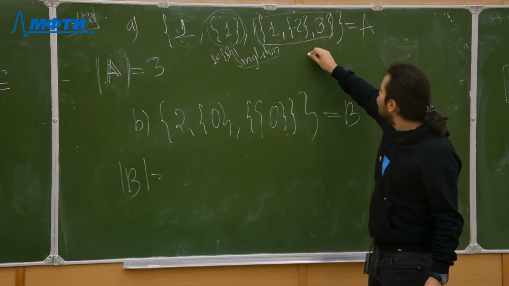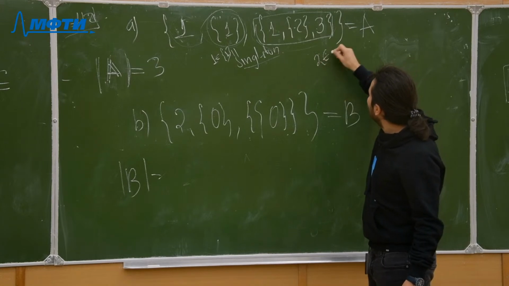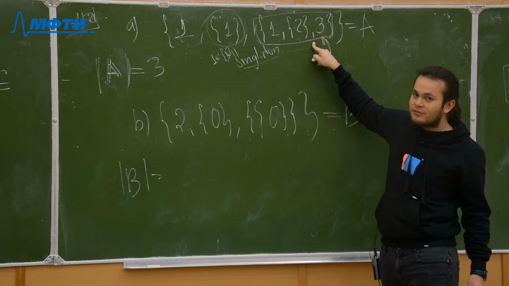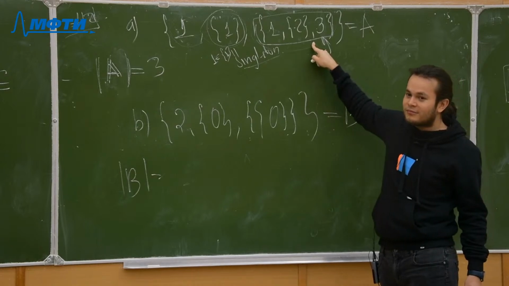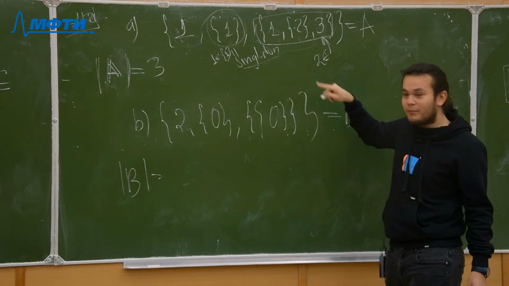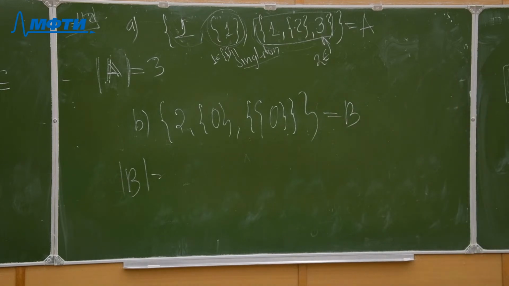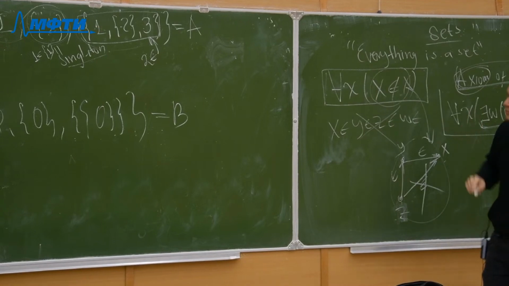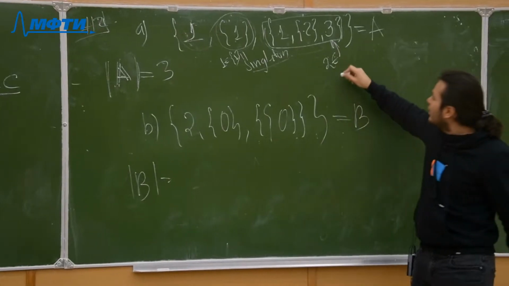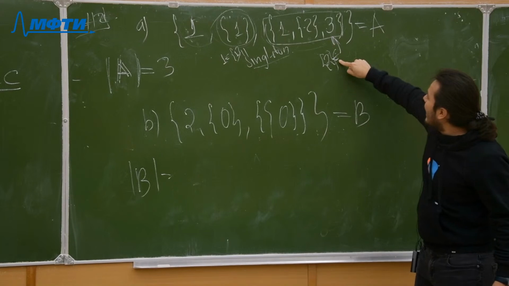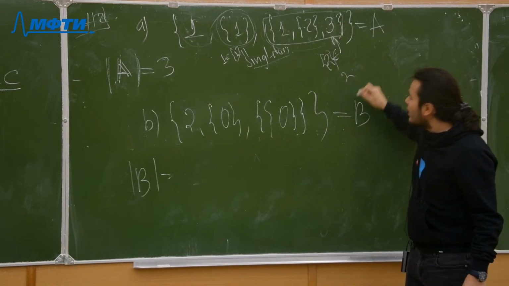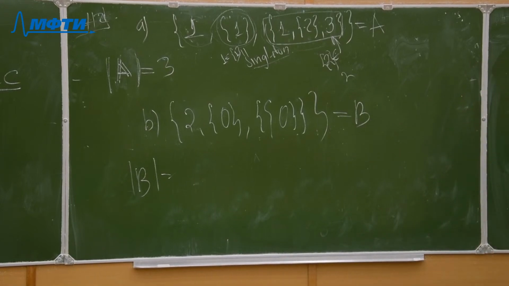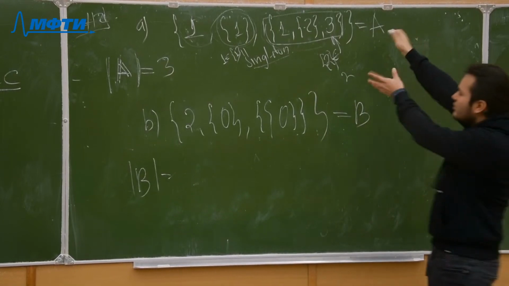So tell me, does 2 belong to this set? No, because of this, right? So this is an element of this set, but 2 itself is not an element of this set. Okay, these are different things. Good. Now, this is done with A.